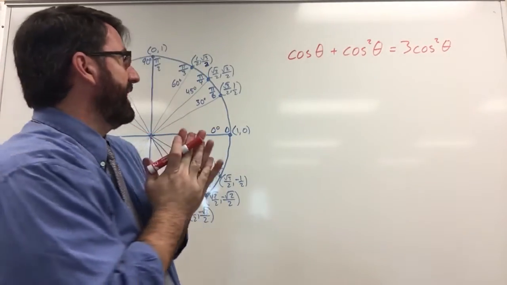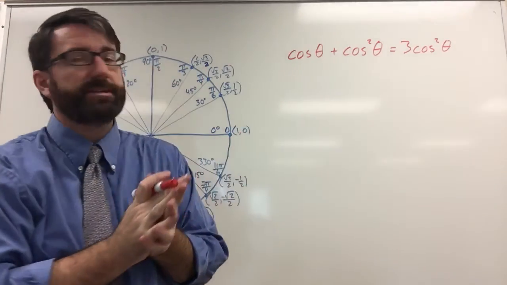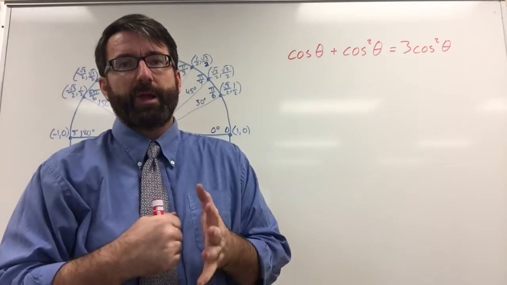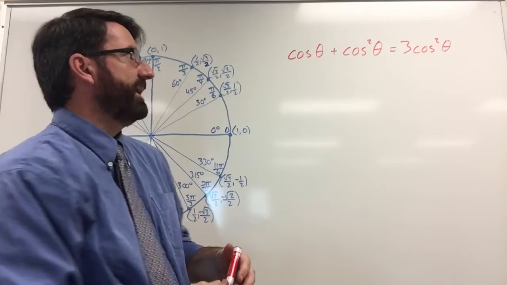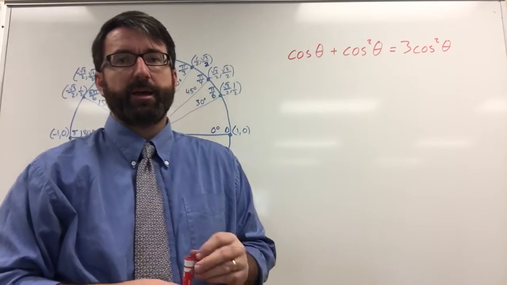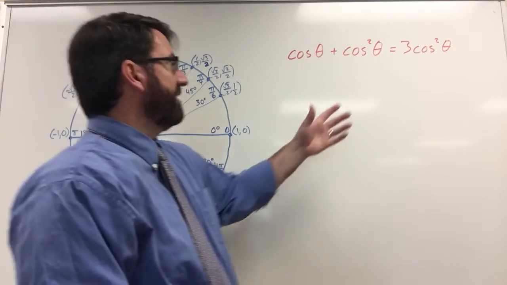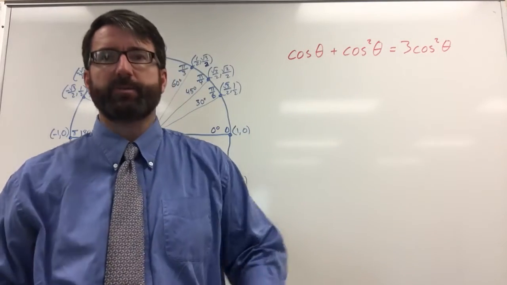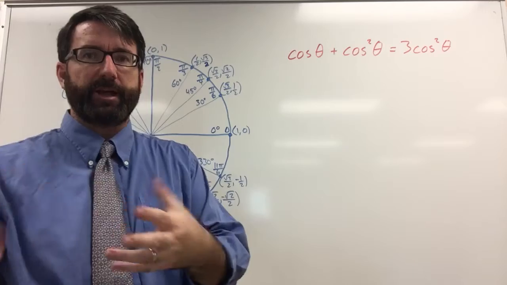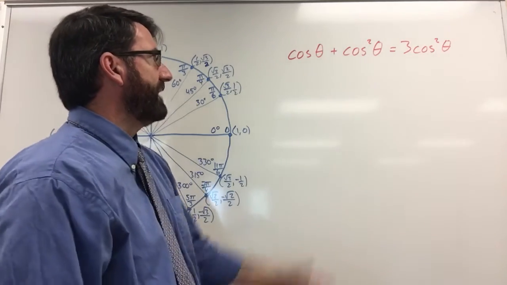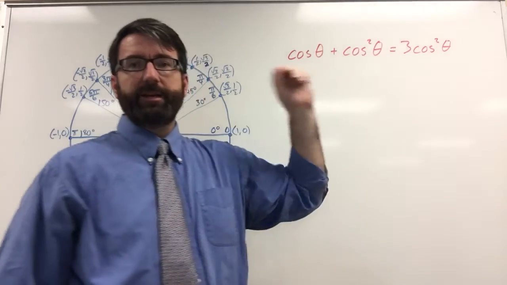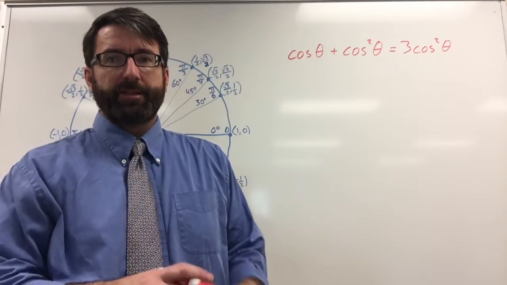All right, for this problem we have cosine theta plus cosine squared theta equals 3 cosine squared theta. And we're asked to solve for theta between 0 and 2 pi. For a problem like this where you have both a cosine and a cosine squared, or a sine and a sine squared, or any other trig function and that same trig function squared, you know that you're going to need to factor in order to find the answer.